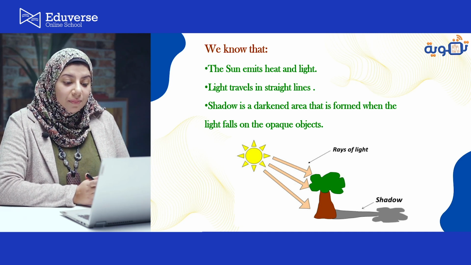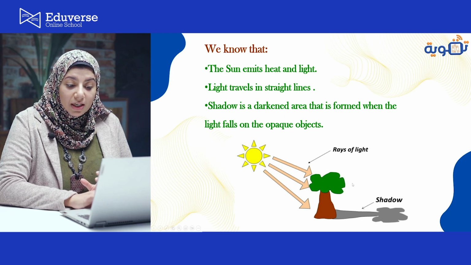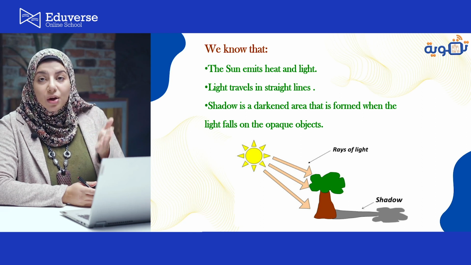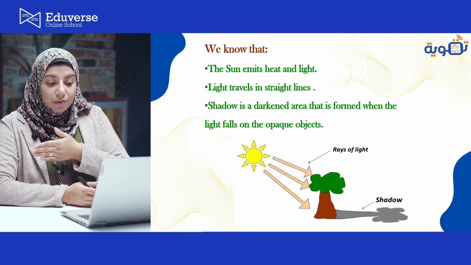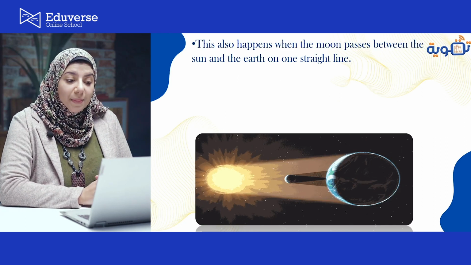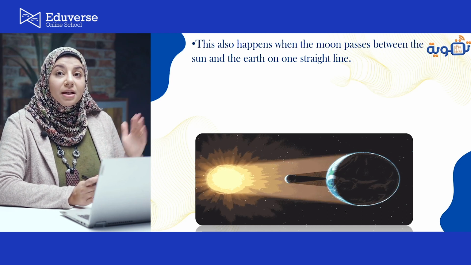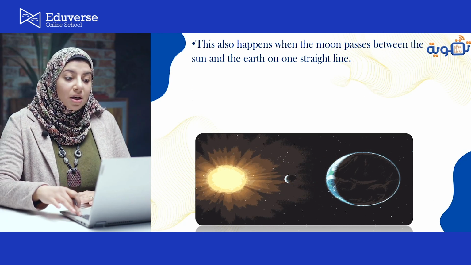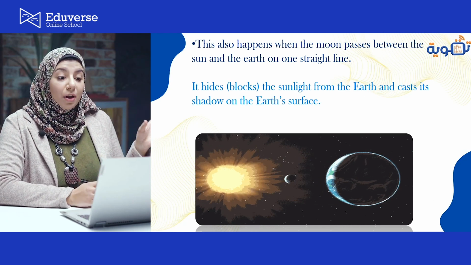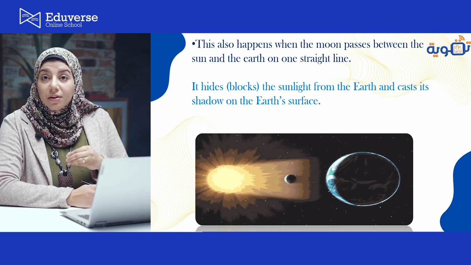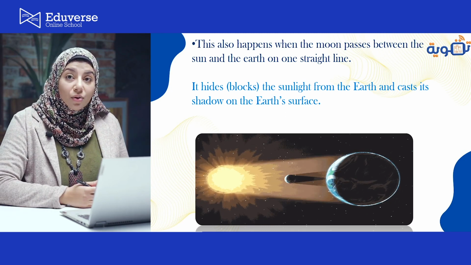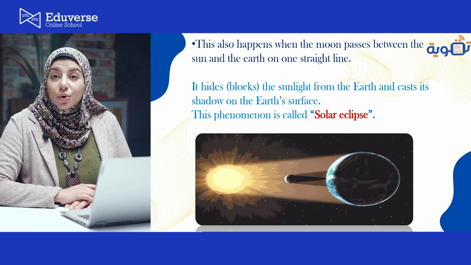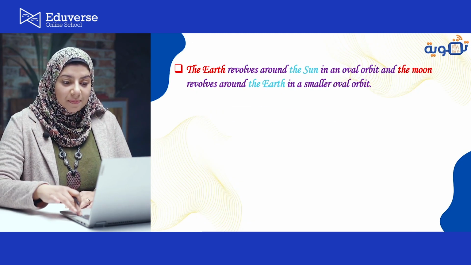Like exactly here, look here, we have the tree. It's considered an opaque object. When the sunlight falls on this tree, the shadow of this tree will be formed. This also happens when the moon passes between the sun and earth, and all of them are on one straight line. So what could happen? It will block the sunlight from reaching the earth and cast its shadow on Earth's surface. This phenomenon is called solar eclipse.